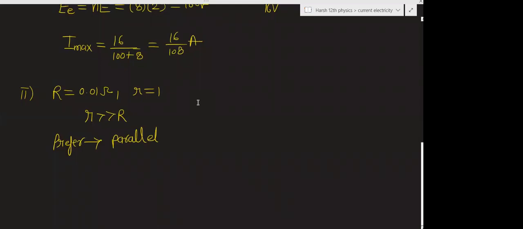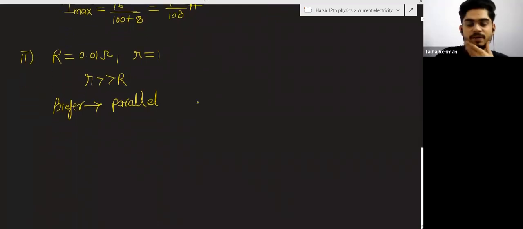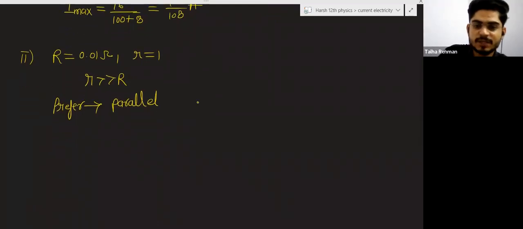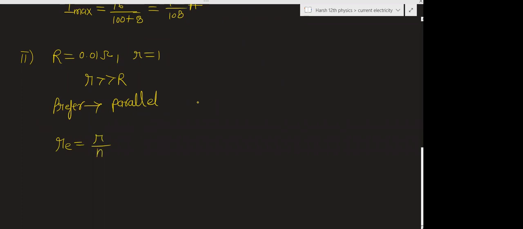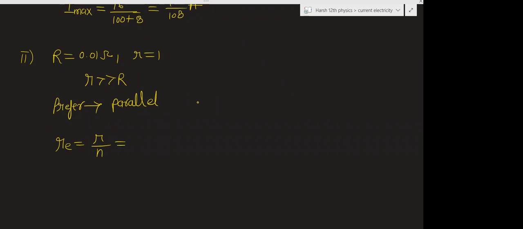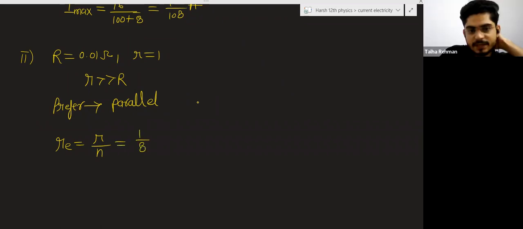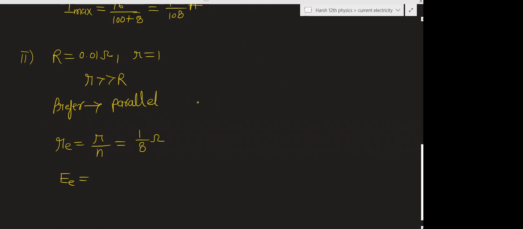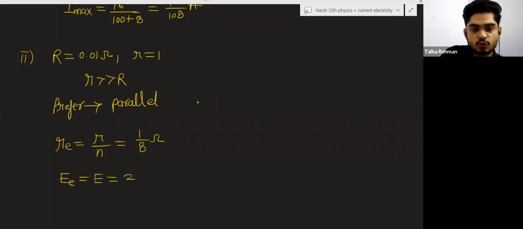You will connect all the cells in parallel combination. And what is the equivalent resistance in parallel combination? 1 by R equivalent is 1 by R1 plus 1 by R2, so just write this as R by N. R is 1 and N is 8. And what is E equivalent in parallel? E equivalent will remain the same, equal to E, that is 2 volt.